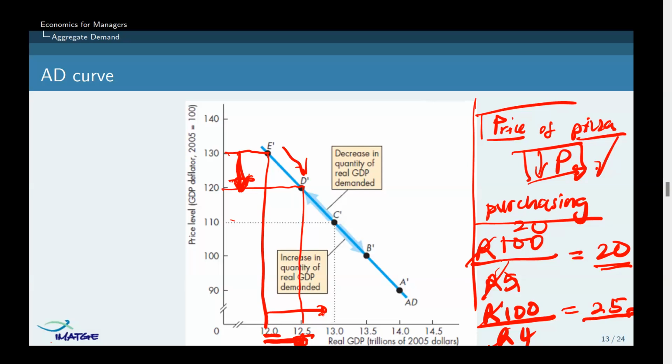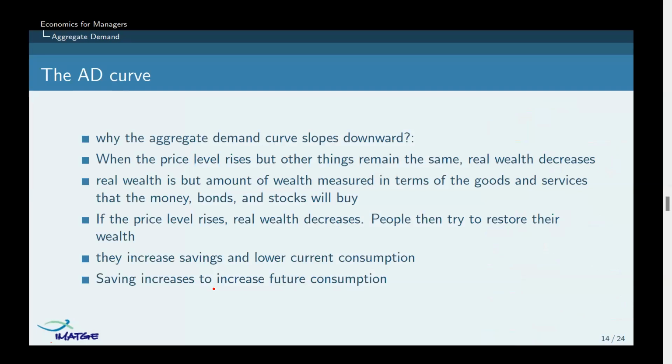Okay? So as the price level continues to fall, aggregate demand will be increasing. But why does the aggregate demand slope downwards when the price level rises? For example, now we are talking about the opposite. Remember, I was talking of a price decrease. Now it's a price increase, but other things remain the same. Real wealth decreases. When it's a price decrease, it's the opposite, right? Then real wealth will increase, right?